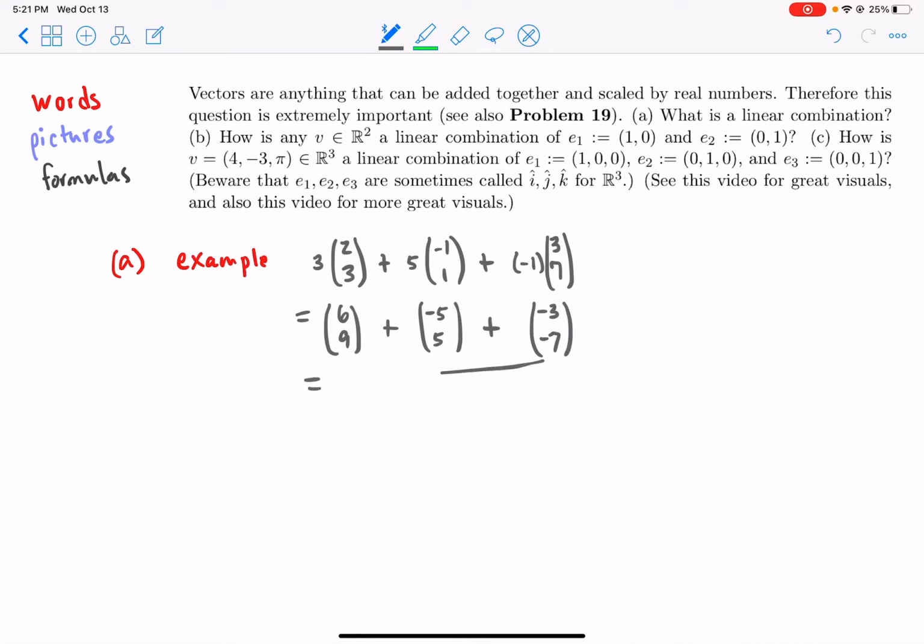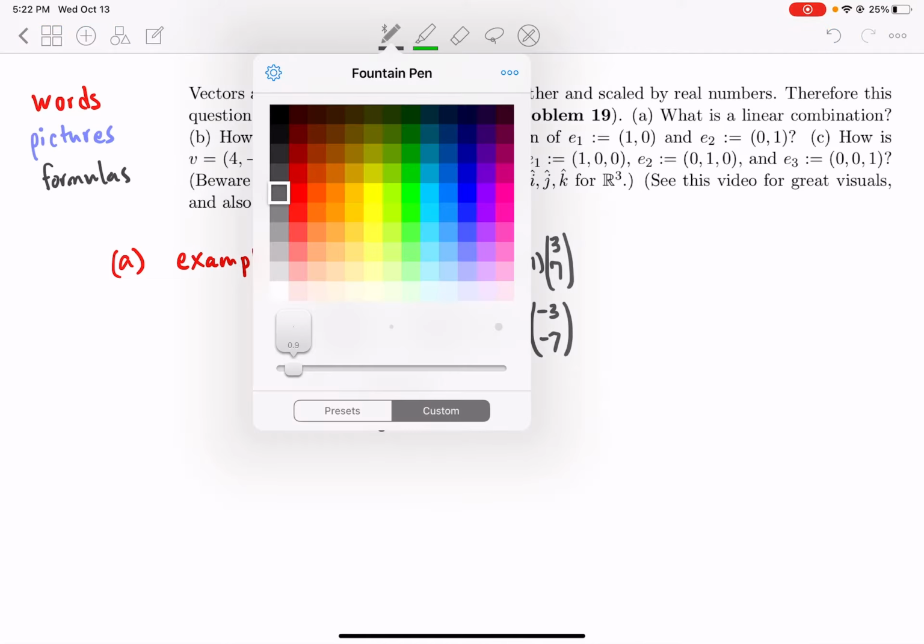And now I'm not done, because now I can add these vectors. The only things we can do are scale vectors and then add them. So let's do these. Actually, I can do them all at once. The top will be, I think that's right. And then the bottom number will be, I think that's right. Okay, so that's an example.